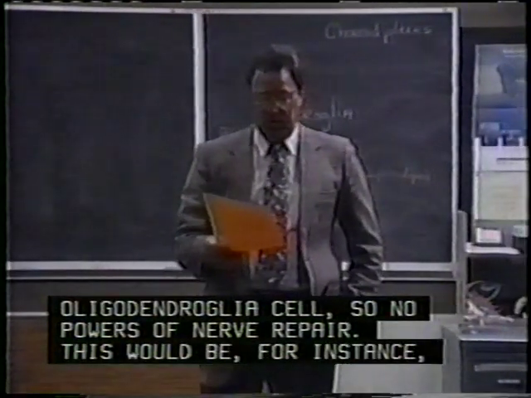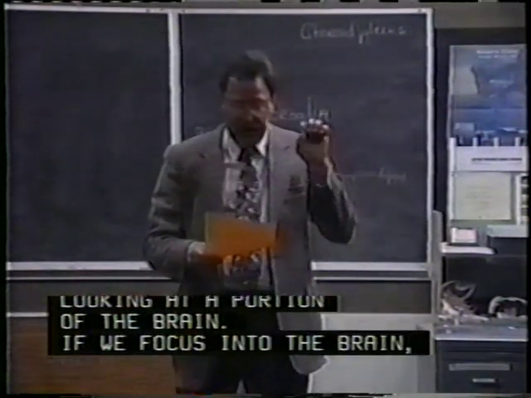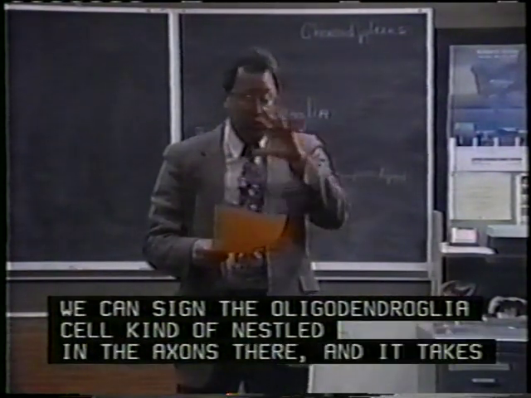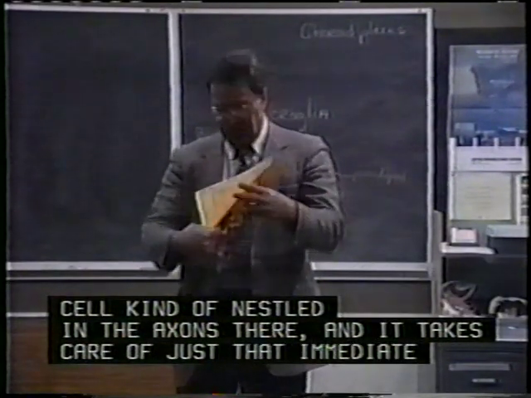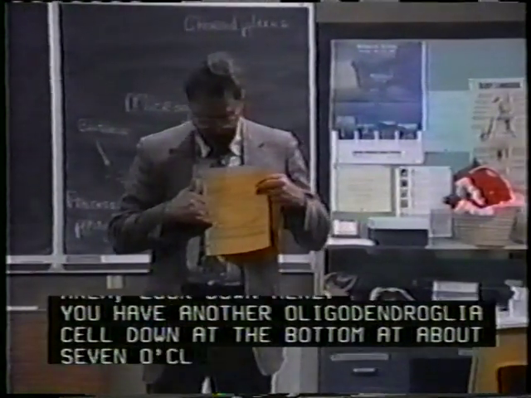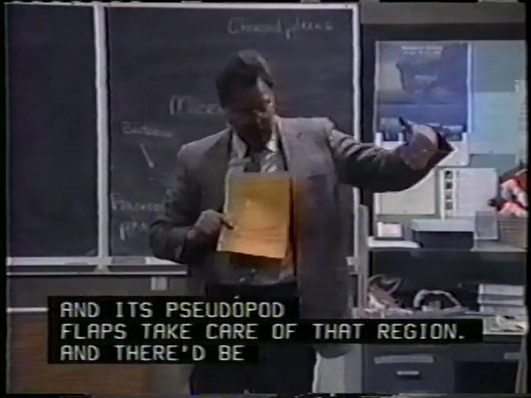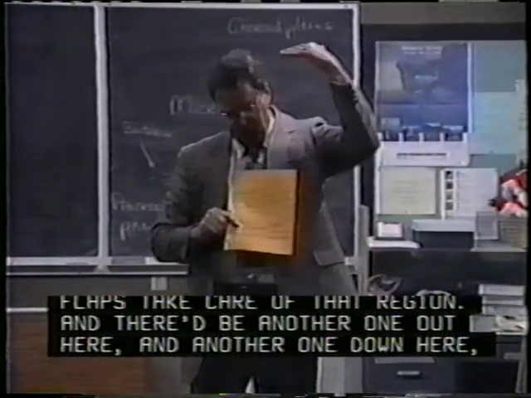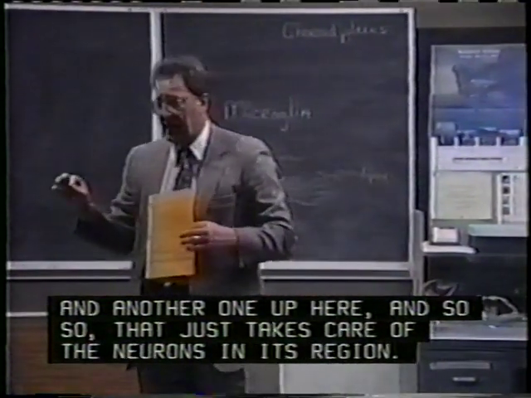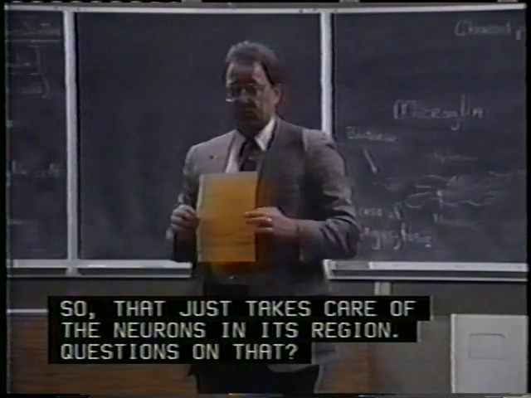This would be, for instance, looking at a portion of the brain. As we focus into the brain, we can find the oligodendroglial cell kind of nestled in the axons there, and it takes care of just that immediate area. Look down here. You have another oligodendroglial cell down at the bottom at about 7 o'clock, and its pseudopods and pseudopod flaps take care of that region. And there'd be another one out here, and another one down here, and another one up here, and so on. So that just takes care of the neurons in its region. Questions on that? Same type idea.